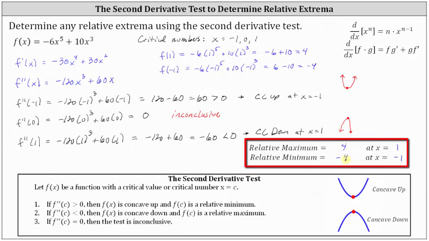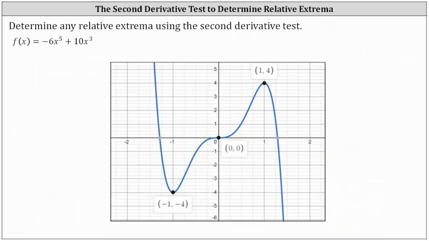Now remember, the test was inconclusive at x equals 0, so we'll analyze the graph to determine whether we have a relative max, a relative min, or neither at x equals 0. Analyzing the graph, notice how we do have a relative minimum of negative 4 at x equals negative 1. We also have a relative maximum of 4 at x equals positive 1. And notice how we don't have a relative max or min at x equals 0 because we don't have a high point or low point at x equals 0, even though the slope of the tangent line is 0 at x equals 0. So the graph does verify our work is correct.